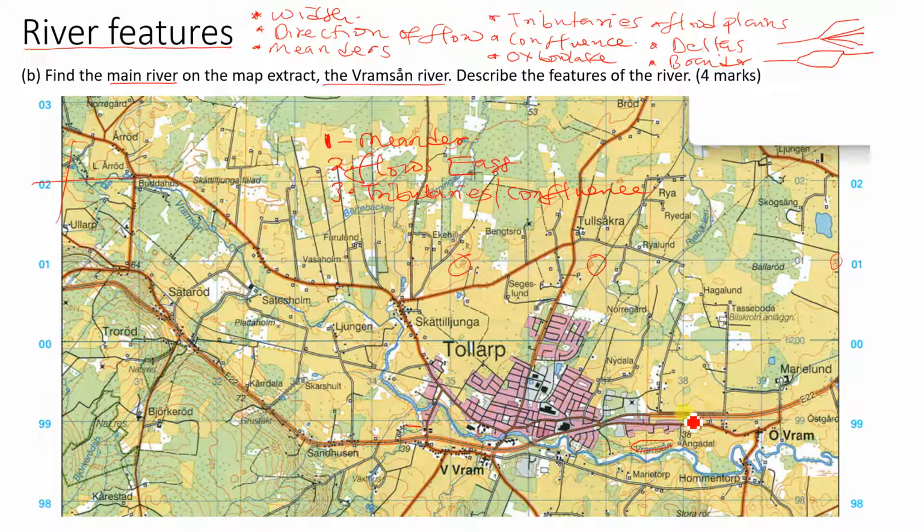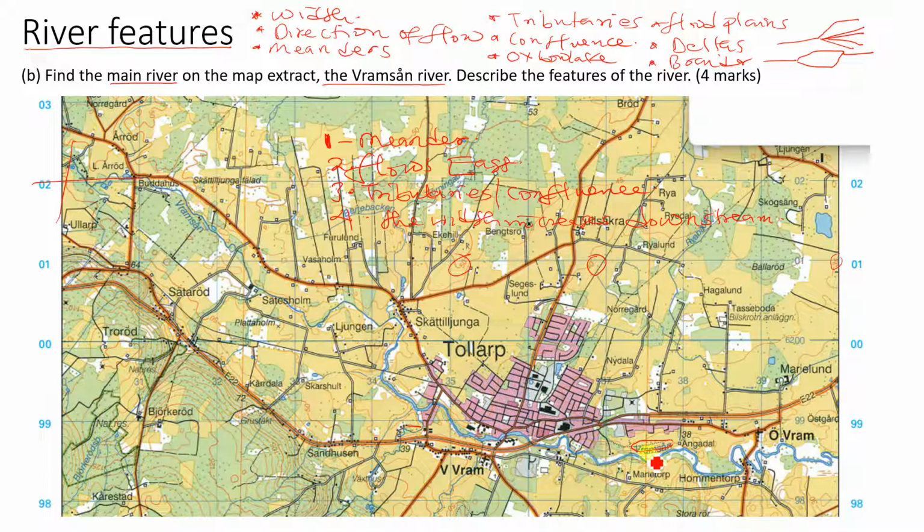Now, another major thing is you should tell us about the width of the river. So you find out that number 4, what happened to the width? The width increases downstream, or towards the eastern edge. So the width increases downstream.